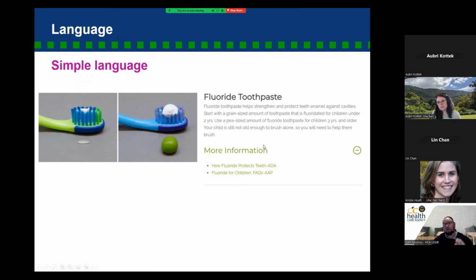So even when you are using simple language in English, it's very important that you think about, can I simplify it even more so that when it gets translated, it can work?